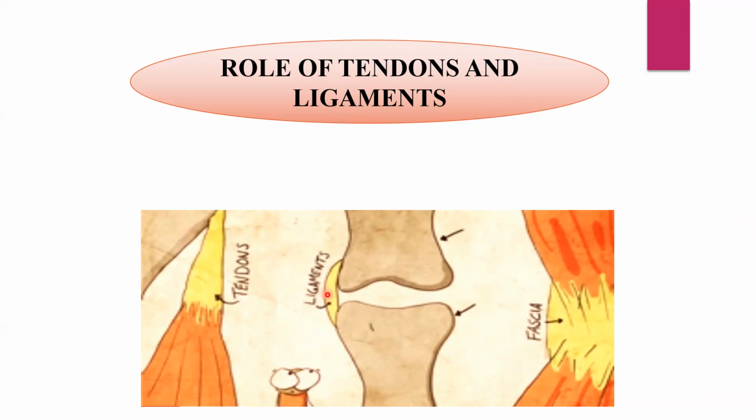Next, ligaments. Ligaments are bands of connective tissue having highly packed collagen fibers. Ligaments are strong but flexible. Tendons are not flexible, but ligaments are flexible and join one bone to another at the joint. This is a bone, this is a bone, and this is a joint. The function of ligaments is to prevent dislocation of bones at the joint.